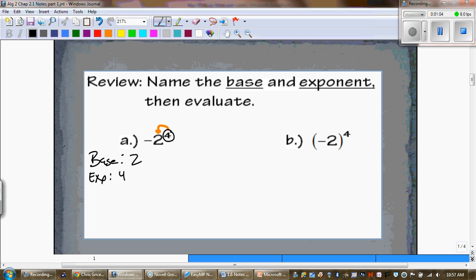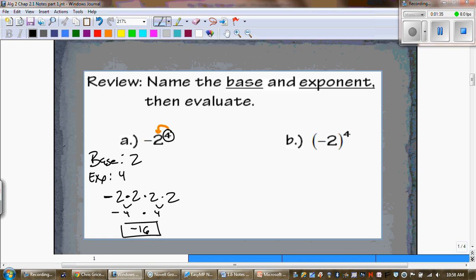So if we were to write this out the long way, we would only have that one negative, and then it's 2 times 2 times 2 times 2. Okay? Remember, the exponent tells us how many of the bases that we have. So 2 times 2 is 4. 2 times 2 is 4. And so we get negative 16.